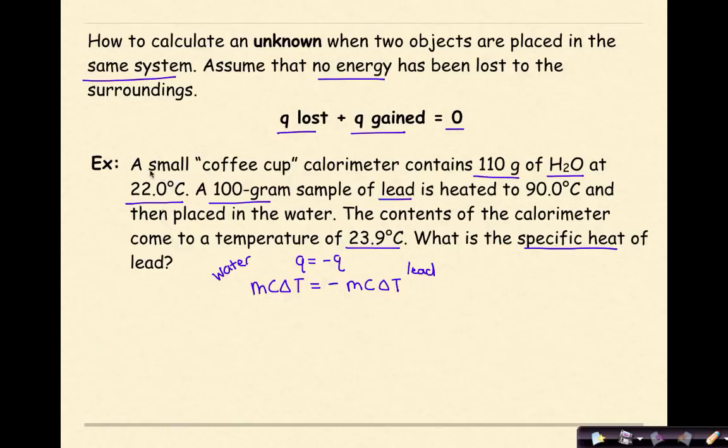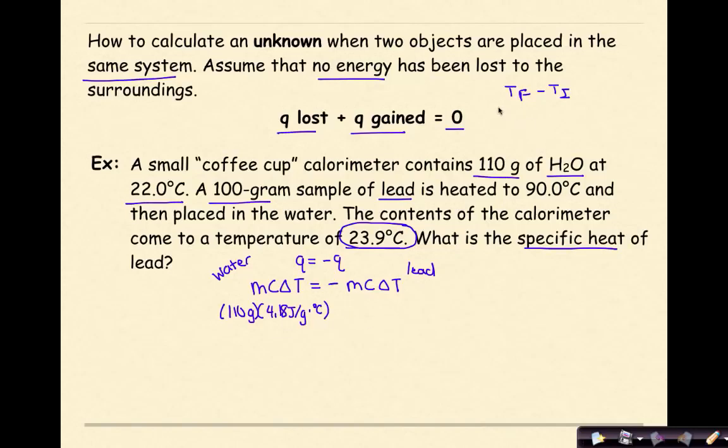So let's look at our problem again. A small coffee cup calorimeter contains 110 grams of water. So that means the mass right here is going to equal 110 grams. We know the specific heat of water is 4.18 joules per gram degrees Celsius in this situation. And then we have a change in temperature. And again, with our change in temperature, it's always going to be temperature final minus temperature initial. Now our final temperature here is where it says the contents of the calorimeter come to a temperature of 23.9 degrees Celsius. So that's going to be our temperature final for both of these situations.